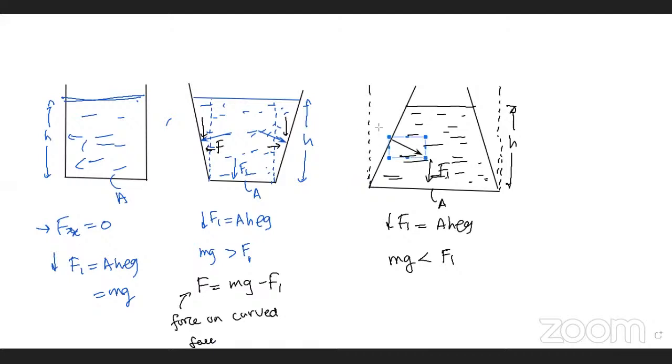So if it is less than F1, it means the force acted on this side is perpendicular to the wall. Then the resultant force acted on the body is upward. Horizontal forces will cancel. Let's say the total force acted on these walls upward is F. Then you can write F equals F1 minus mg, the force on the base. So its upward force will come.